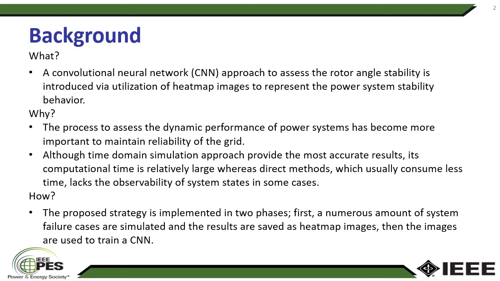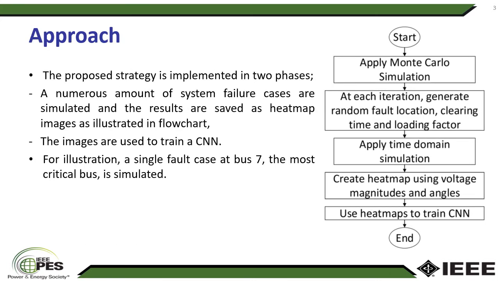So our proposed strategy is implemented in two phases. First, we need a numerous amount of system failure cases to be simulated, and the results are saved as heat maps. Then these heat maps, or images, are used to train the convolutional neural network. The approach is applied by following the flowchart.